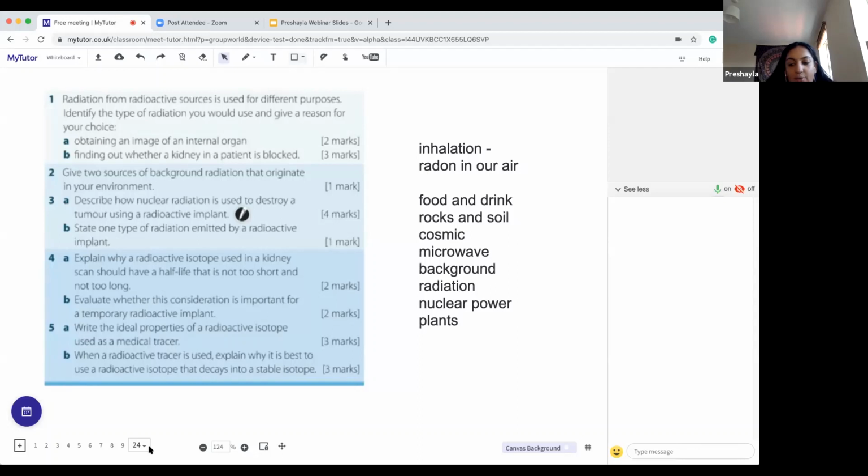Okay, so we'll stop there for today. Tomorrow we're going to be looking at more to do with nuclear radiation and specifically nuclear fusion. So today we looked at fission. Tomorrow we're going to be looking at fusion, and we're going to be doing lots and lots of exam practice after that in the form of quizzes and the form of exam questions.